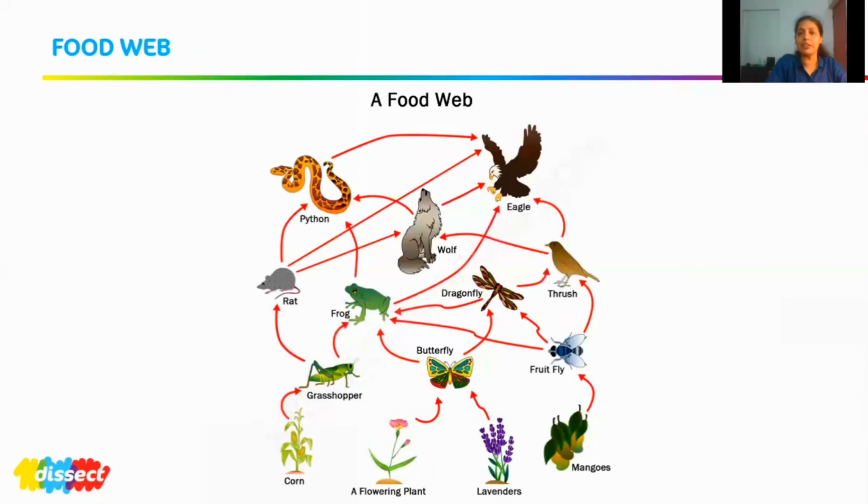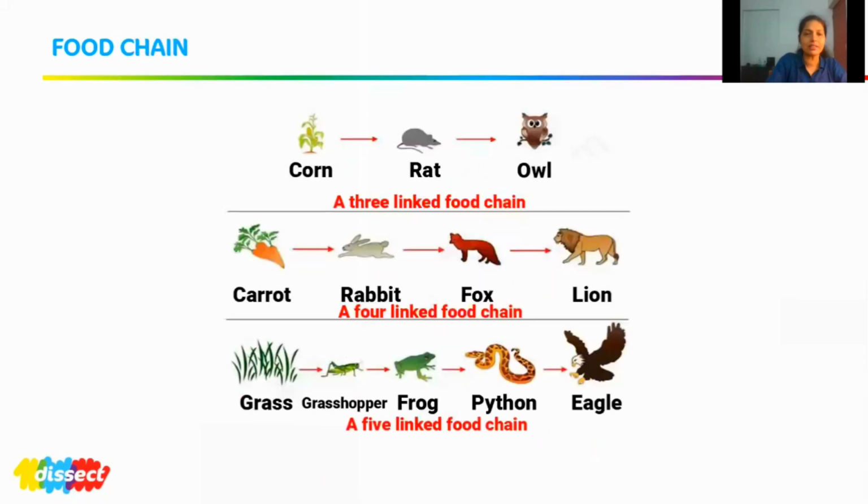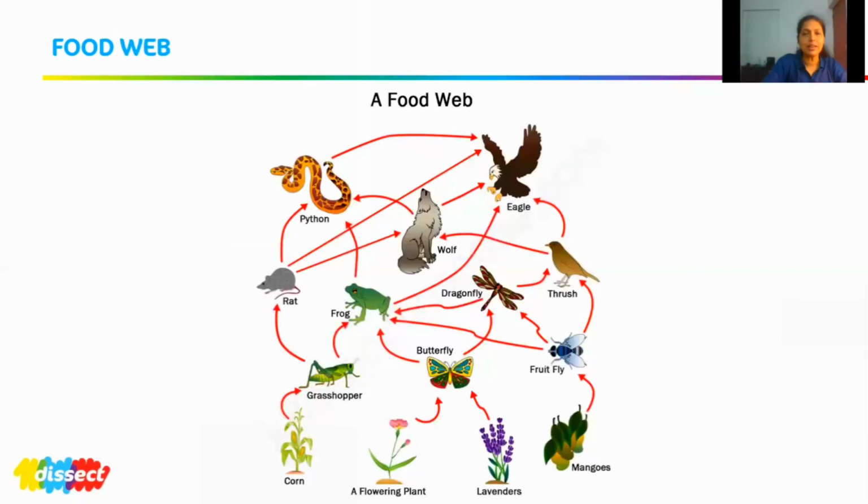Then food web. We have seen straight food chains, correct? Here we have so many interlinked food chains. Let us see that. Rat. Rat is eaten by python. The python is eaten by wolf. Wolf is eaten by eagle. And here another one. Rat is eaten by wolf.